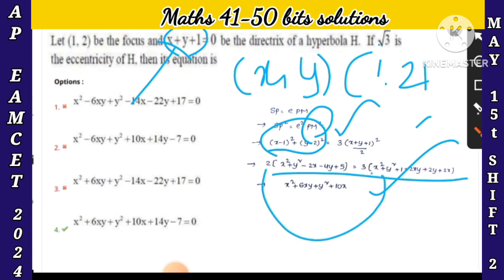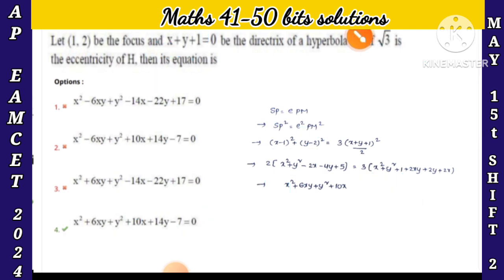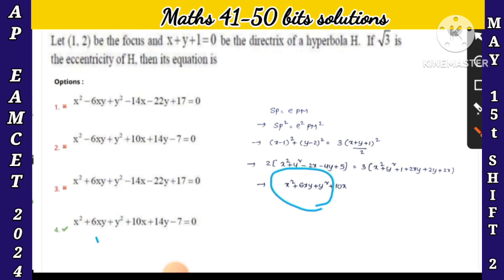3x square minus 2x square is x square, 3 2s are 6xy, 3y square minus 2y square is y square. The first 3 terms are x square plus 6xy plus y square, which means the option is either the third option or fourth option. Understand all of you? There is no need to take the complete simplification. Just find only some values of this answer. Now take the x term. 3 2s are 6x, 2 2s are minus 4x. 6x plus 4x is equal to 10x. That is nothing but the last option. That's all. It is enough to find only some terms to get the answer. Okay, that's all.